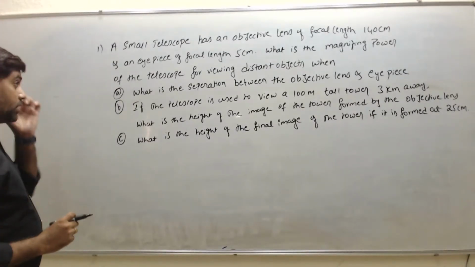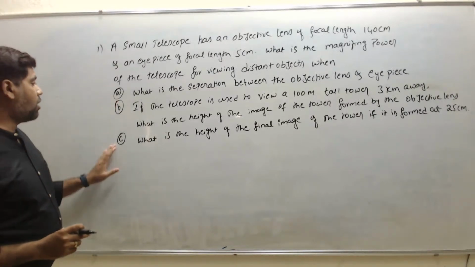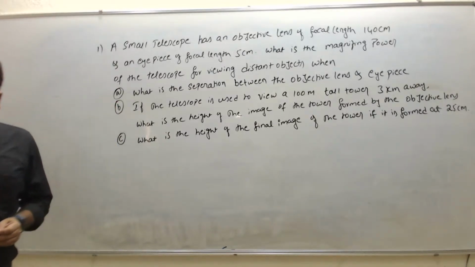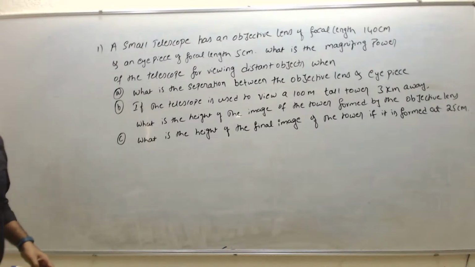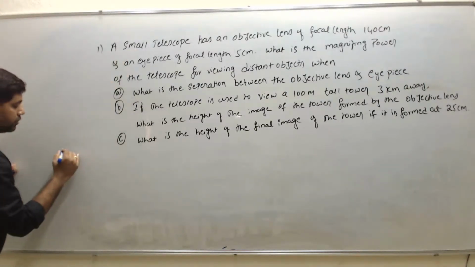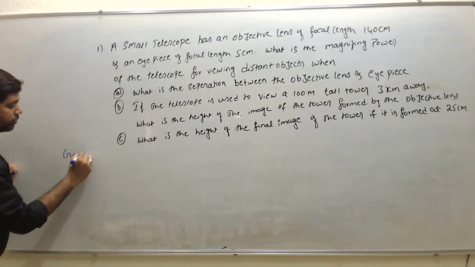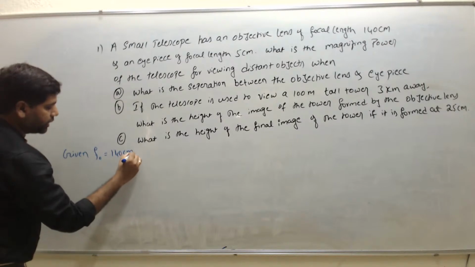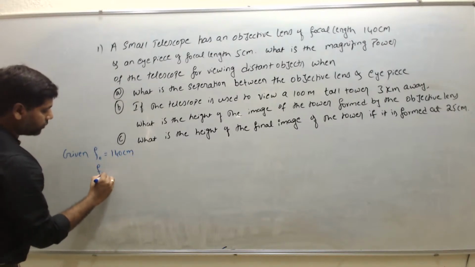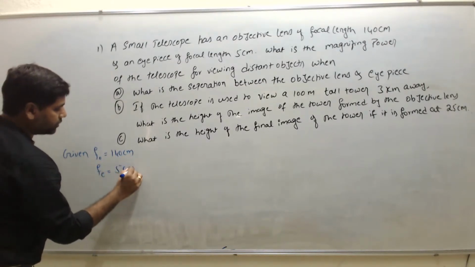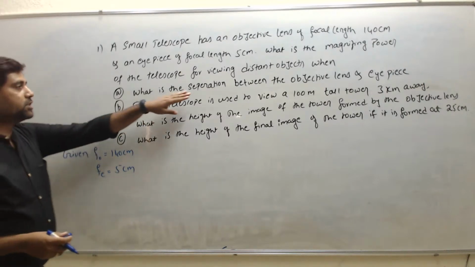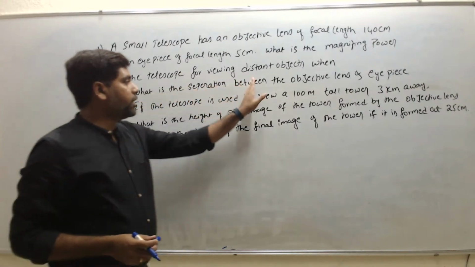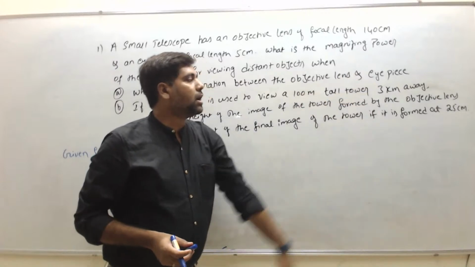So the same question is extended. We have a few more questions here. Here also the given is the same: the focal length of the objective is 140 centimeter and the focal length of the eyepiece is 5 centimeter. So first, what is the separation between the objective lens and the eyepiece?